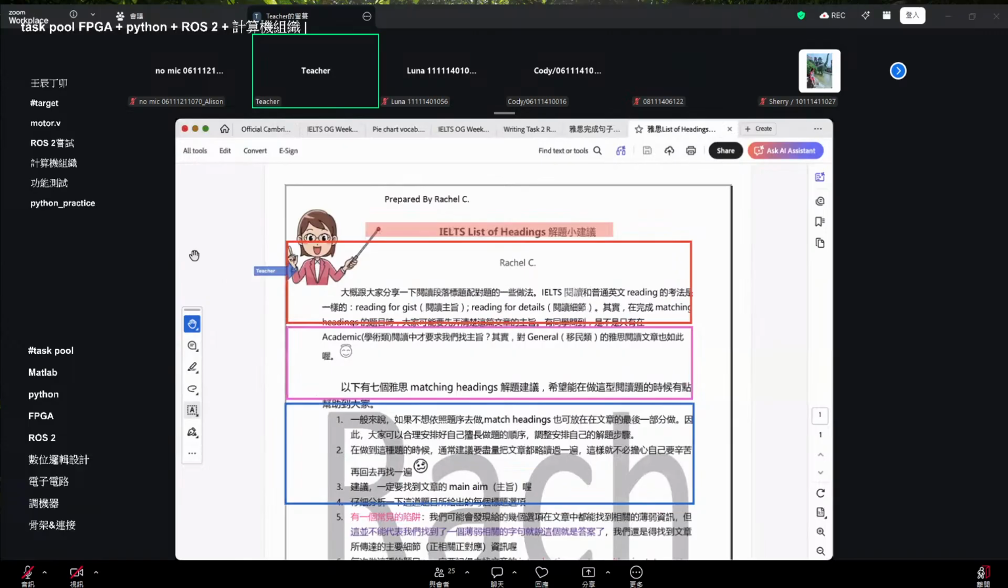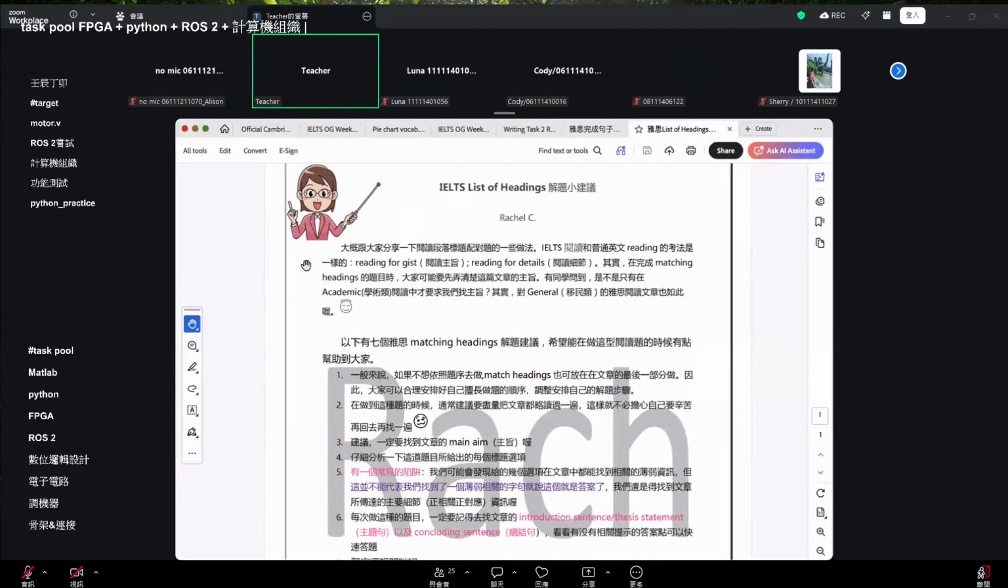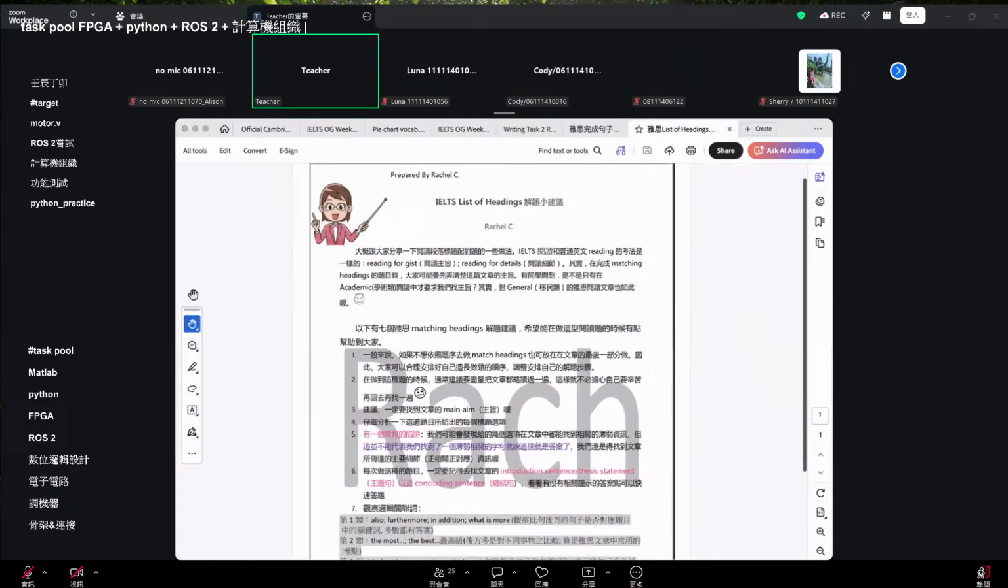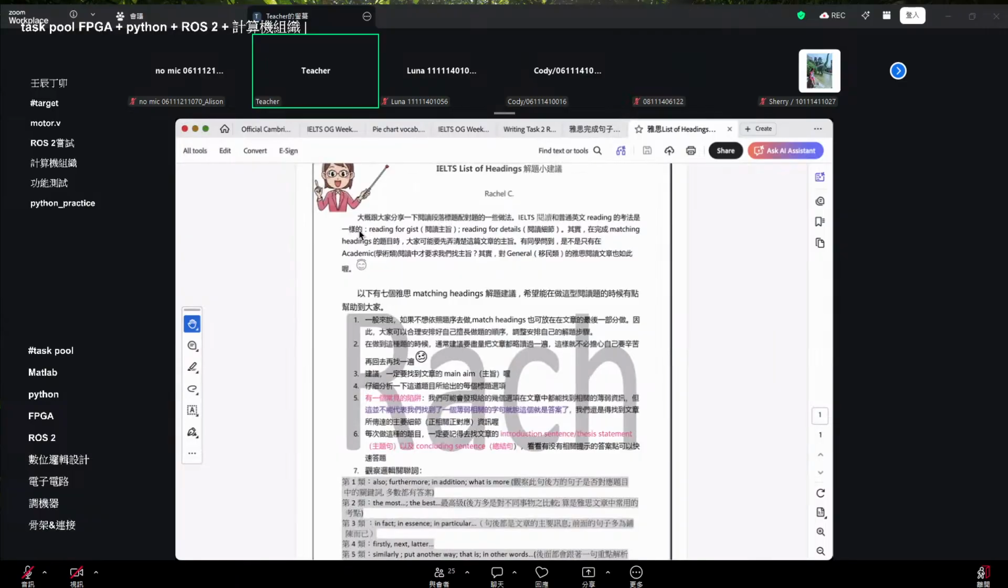When we do these types of questions, we literally have to read for the gist. It's not like we read every single bit and remember all the details. It's not necessary to remember all the details at this part. We only need to read for the gist. We want to figure out what the writer wants to convey in this part of the paragraph.